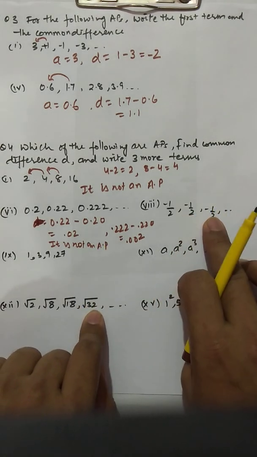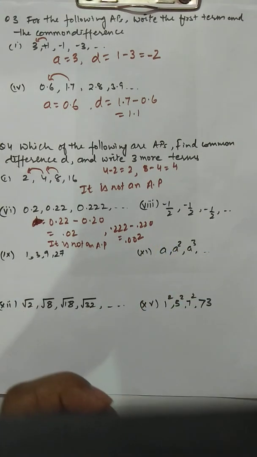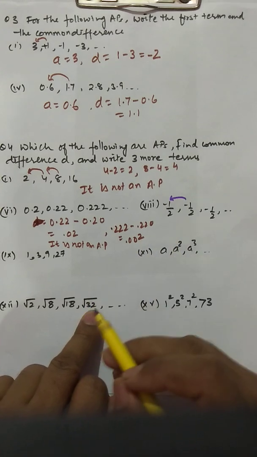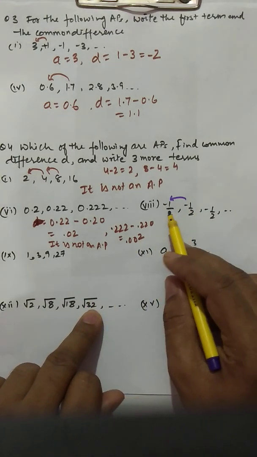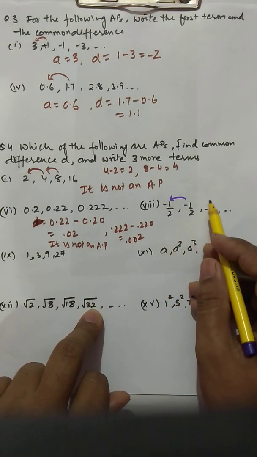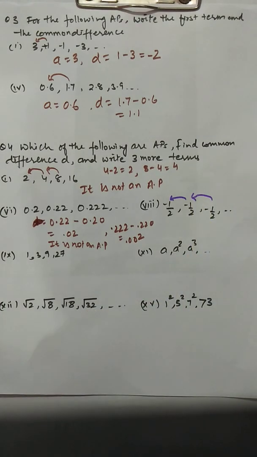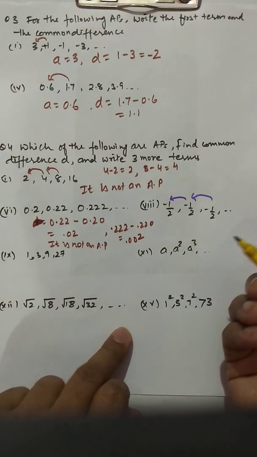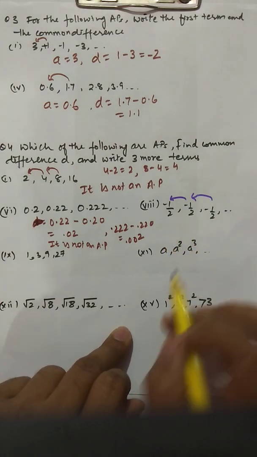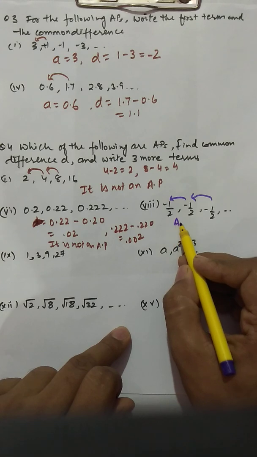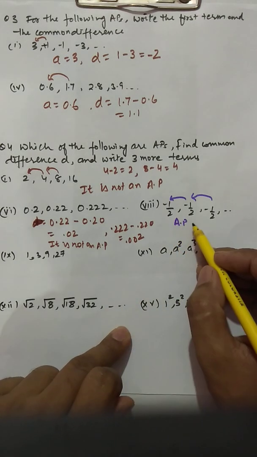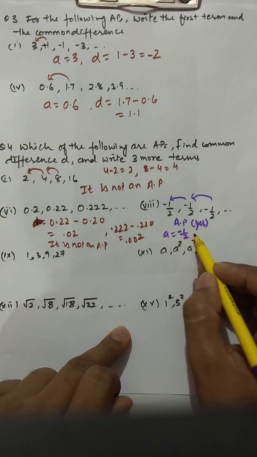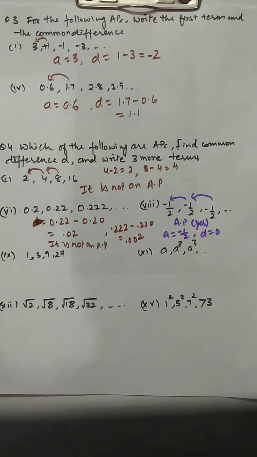Now you can see this example also. In this example you observe that if you find the difference here, this -1/2 minus -1/2, it will be 0. Again you find the difference here, again it will be 0. So your difference is coming the same, whether it is 0 or whatever number, but the difference is the same. So you can see that it is an AP. Yes, it is an AP. So A is minus 1 by 2 and D is 0.